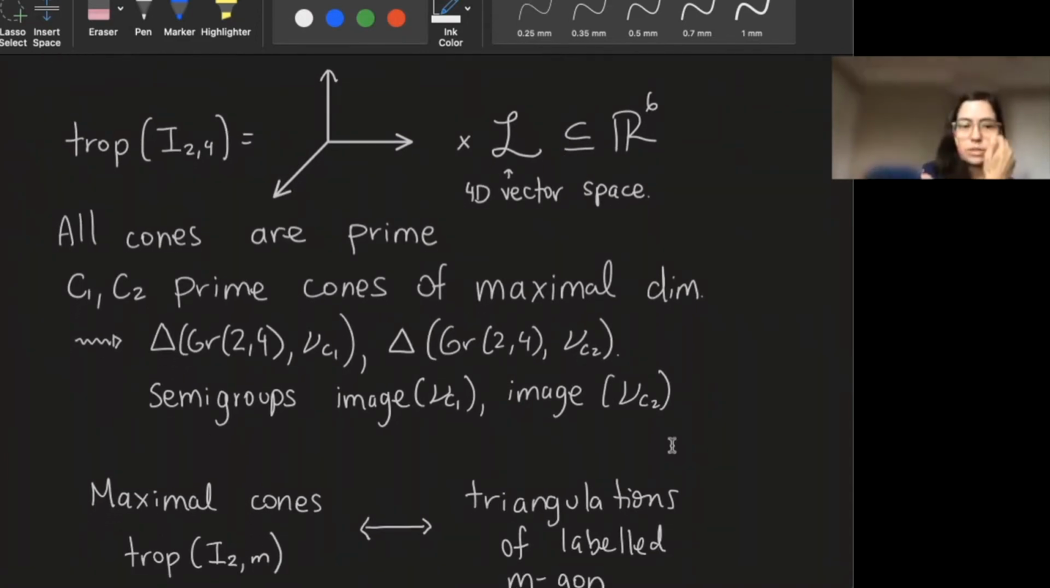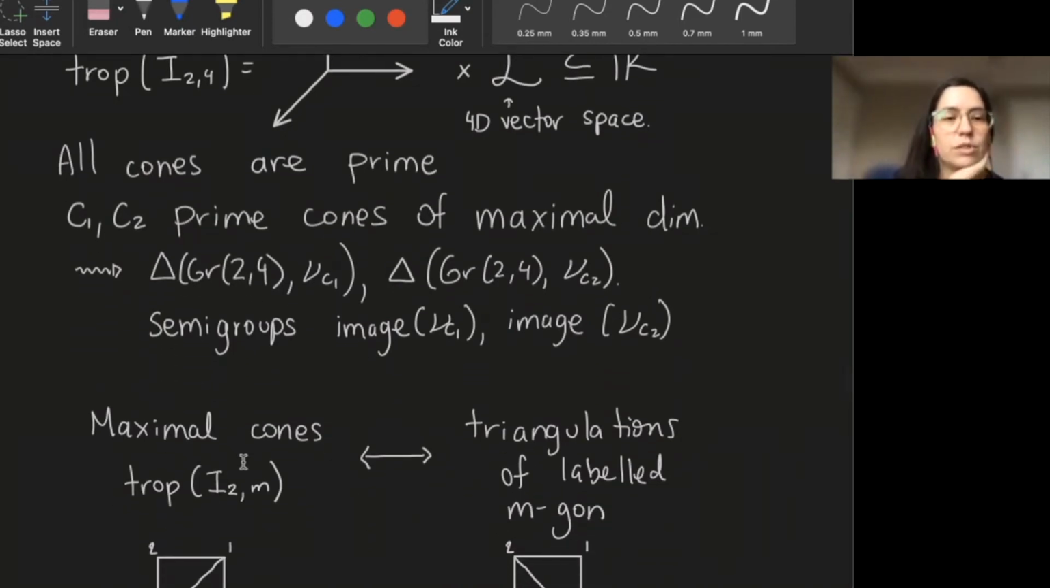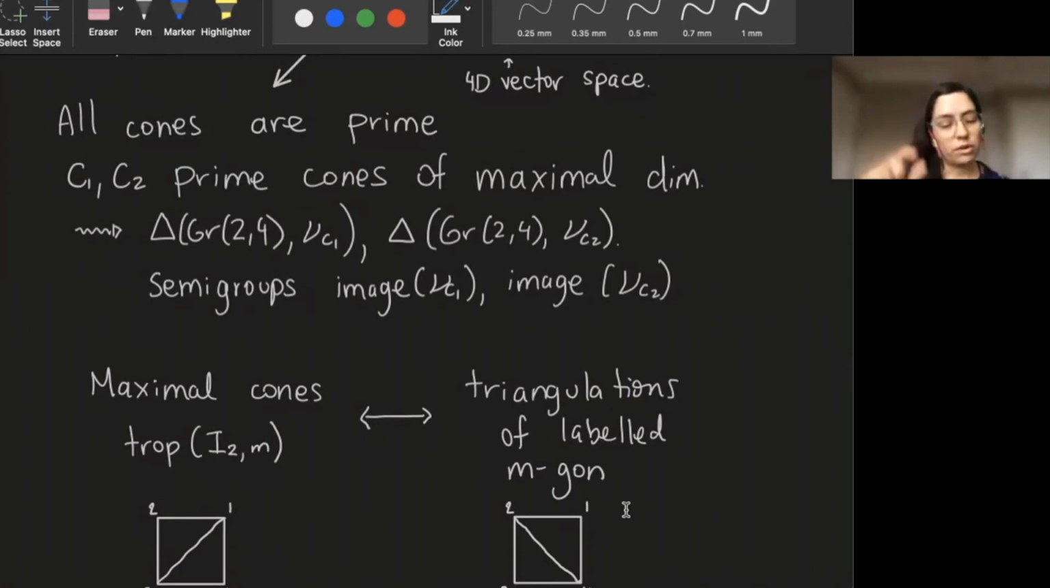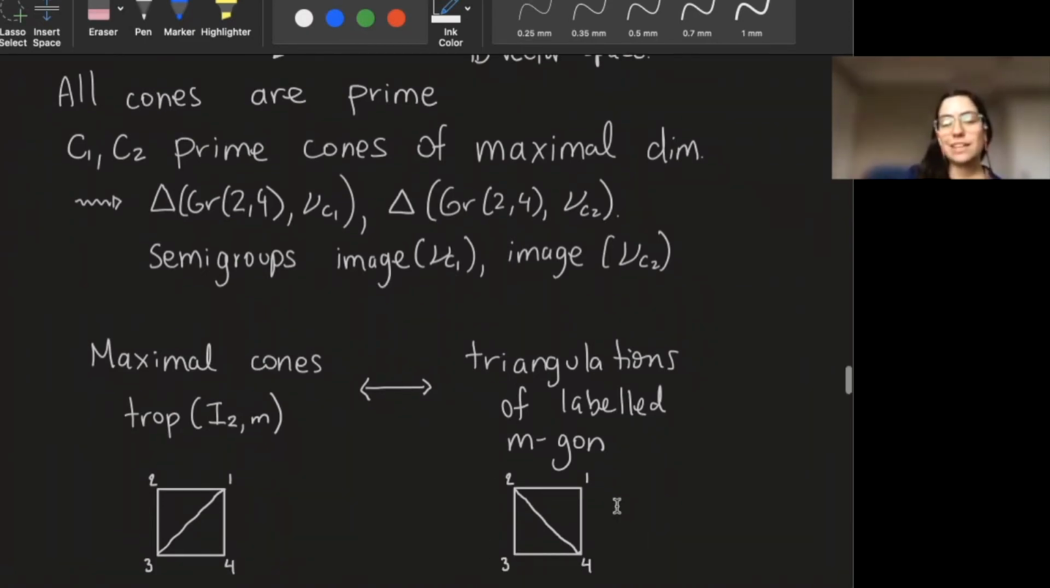Now, one description of this tropicalization was described in a lot of detail by Speyer and Sturmfels, and they describe it in terms of phylogenetic trees, but I'll tell you the dual story, which is via triangulations of polygons. So the maximal cones in the tropicalization of the Plücker ideal I_2,M correspond to triangulations of a labeled M-gon. So you choose a labeling of the vertices. So triangulations of labeled M-gons. So you get to change the labels, okay?